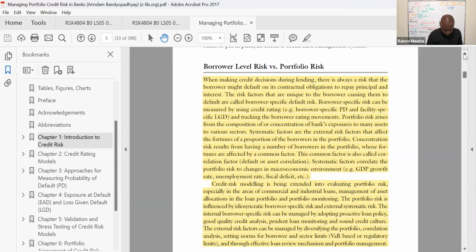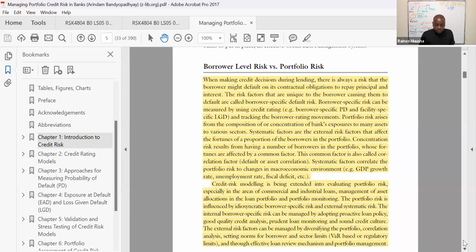And here they say, when making credit risk decisions during lending, there is always a risk that the borrower might default on its contractual obligations to repay principal and interest. So the risk factors that are unique to the borrower causing them to default are called borrower-specific default risk. A borrower-specific risk can be measured by using credit rating, for example, borrower-specific probability of default, and facility-specific loss given default, and tracking the borrower rating movements.